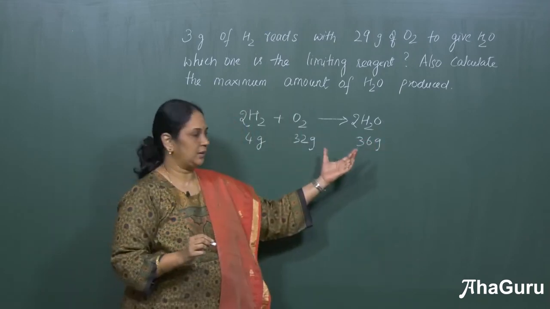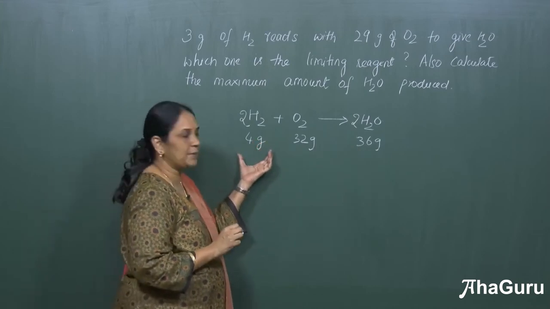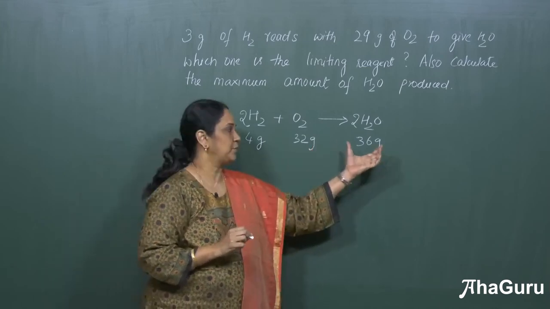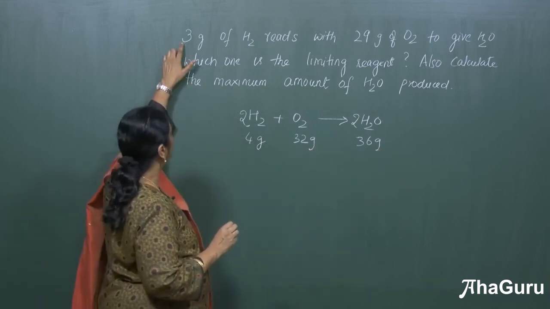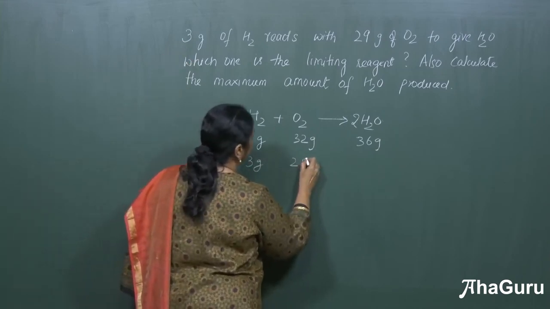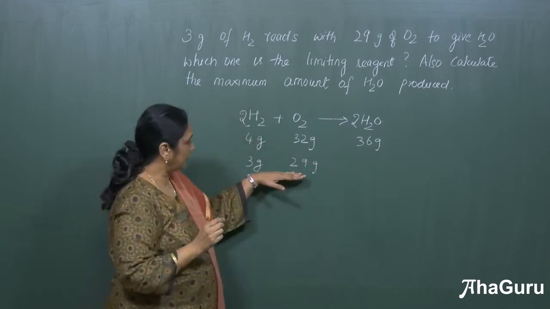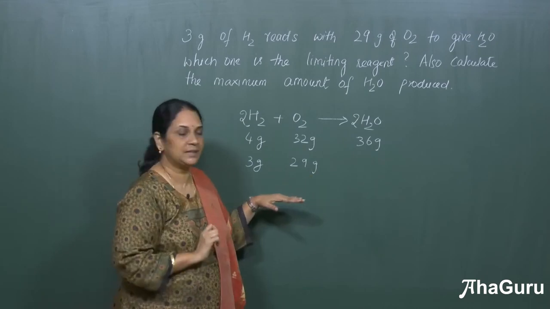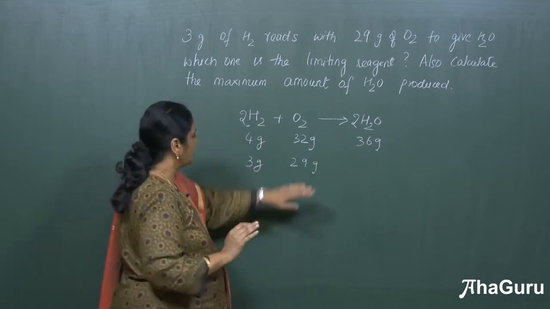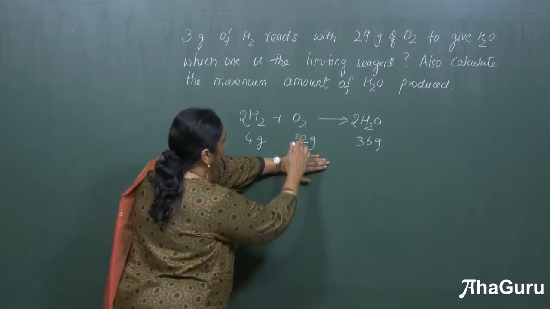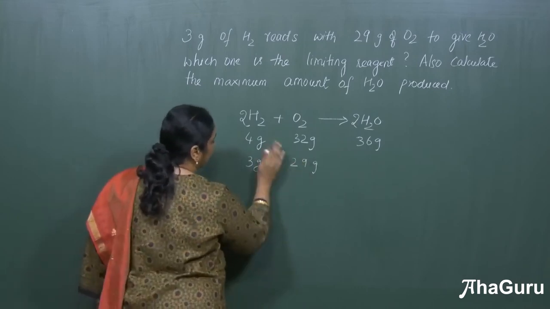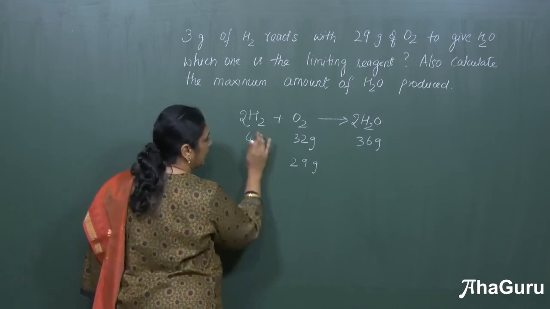So to produce water, we actually need to react 4 grams of H2 and 32 grams of oxygen to give 36 grams of water. But what have they given? They have given 3 grams of H2 and 29 grams of oxygen. So after seeing this data, we have to calculate which is the limiting reagent. What we should do is, let us hide either this one or this one. Let me just hide this one and calculate what will be the oxygen needed if 3 grams of hydrogen is reacted.